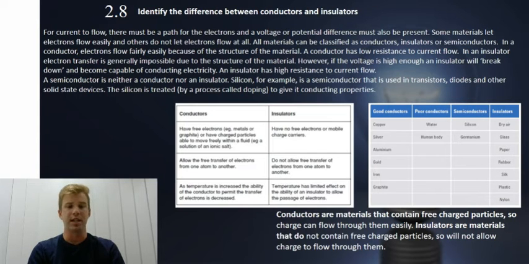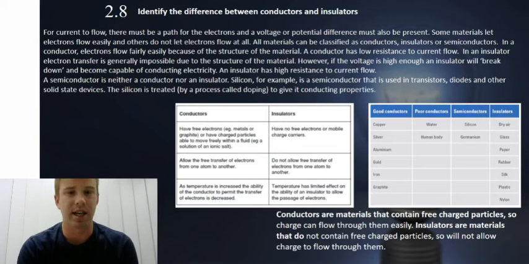So let's define what a conductor is. A conductor has free electrons for them to move within a fluid or electricity. An insulator has no free electrons or mobile charge carriers. So that's shown in the table on the left hand side.